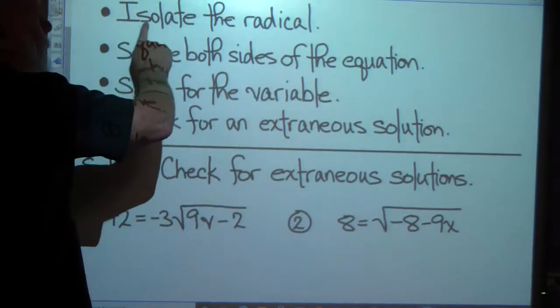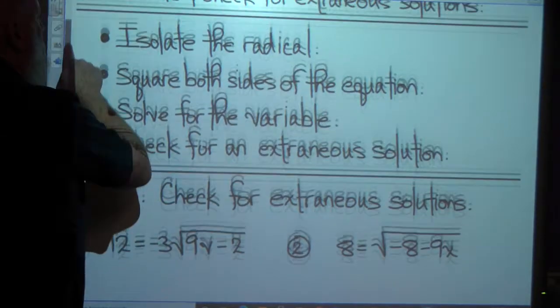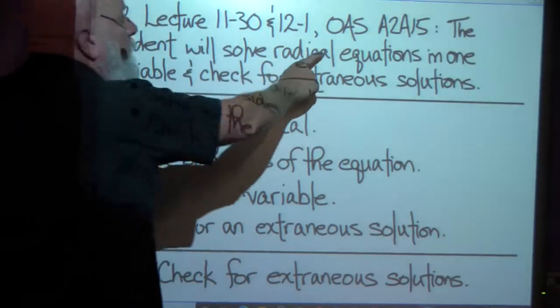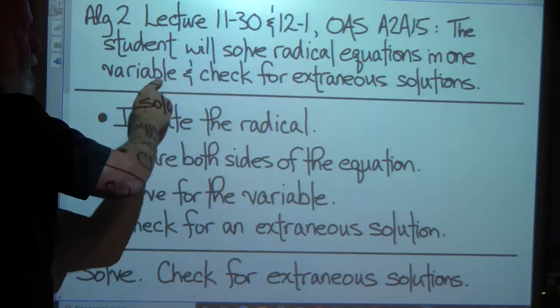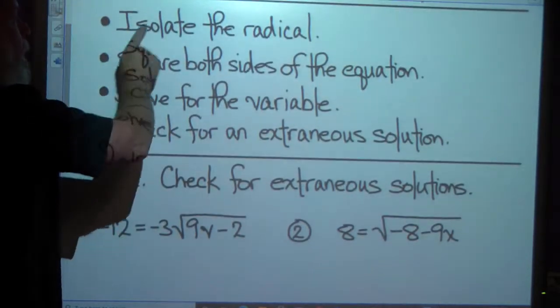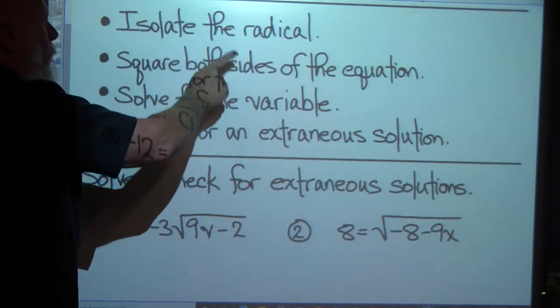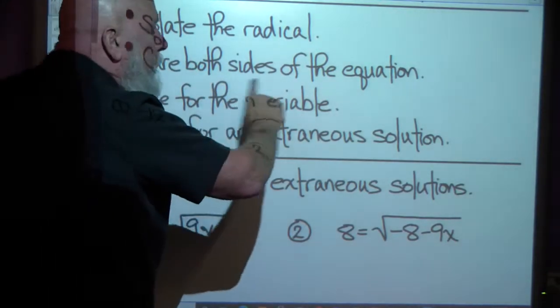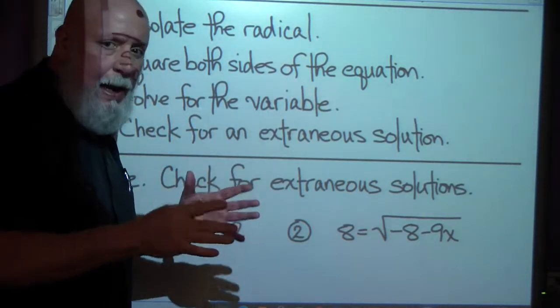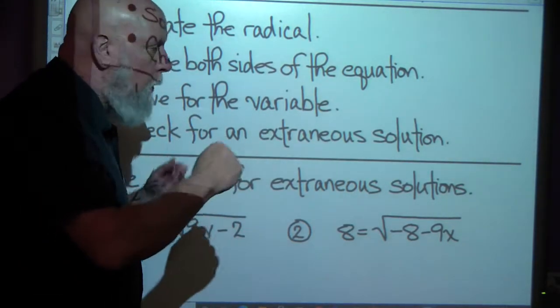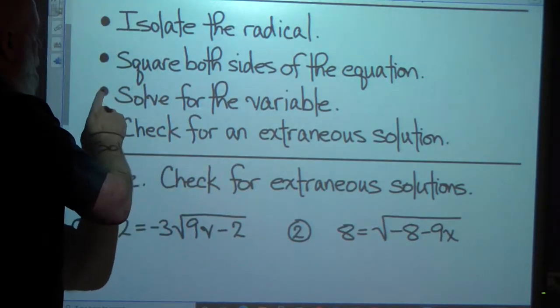What we're going to be doing is isolating the radical. They're going to be radical equations, as it says up here. The student will solve radical equations, which has a square root symbol in it, in one variable and check for extraneous solutions. So we're going to isolate the radical. We're going to square both sides of the equation. And when we do that, sometimes you get extraneous roots. I don't think we'll get any today, but in the next lecture we'll run into a couple, possibly.